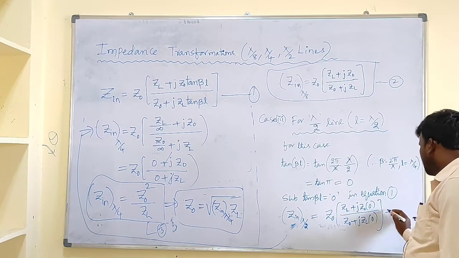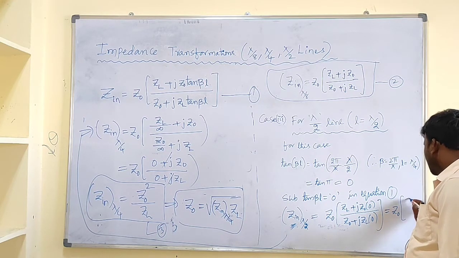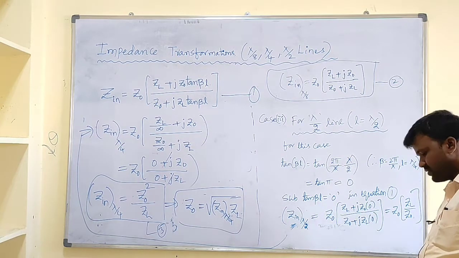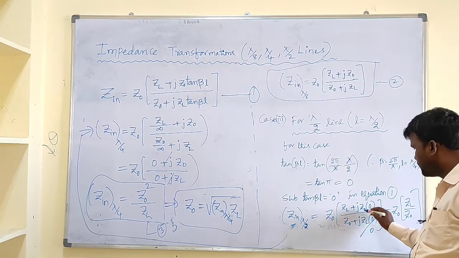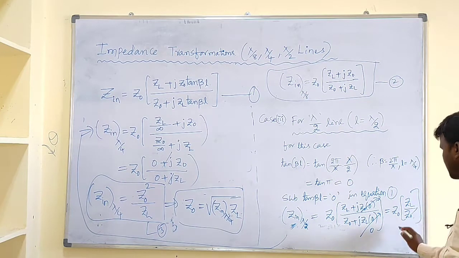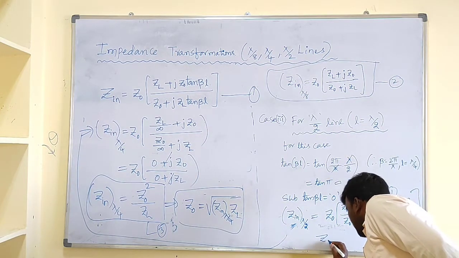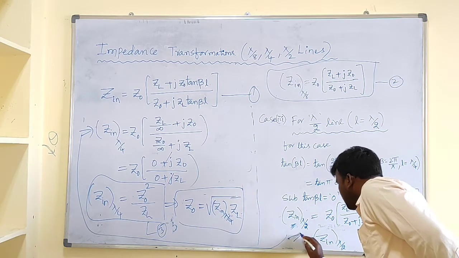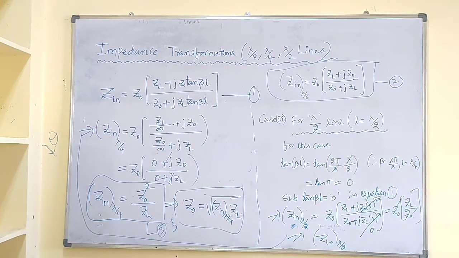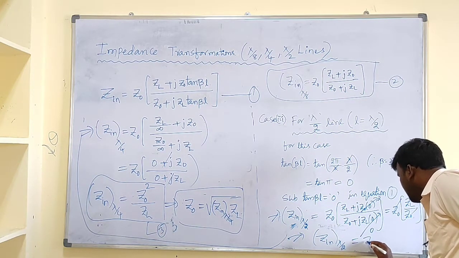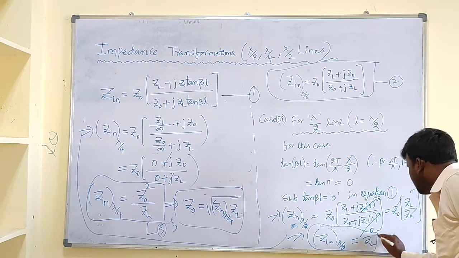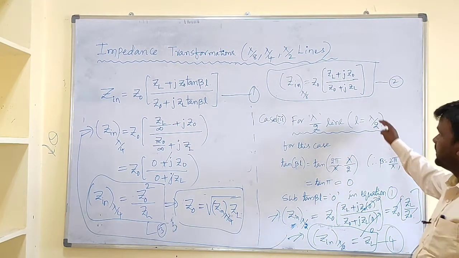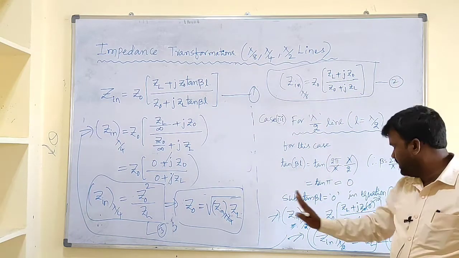So finally we got Z naught into ZL by Z naught. This is 0, this is also 0, so both terms become 0. So finally we got Zin for the lambda by 2 line is nothing but ZL. Let us write this as equation 4. We have equation 1, equation 2, equation 3, equation 4.